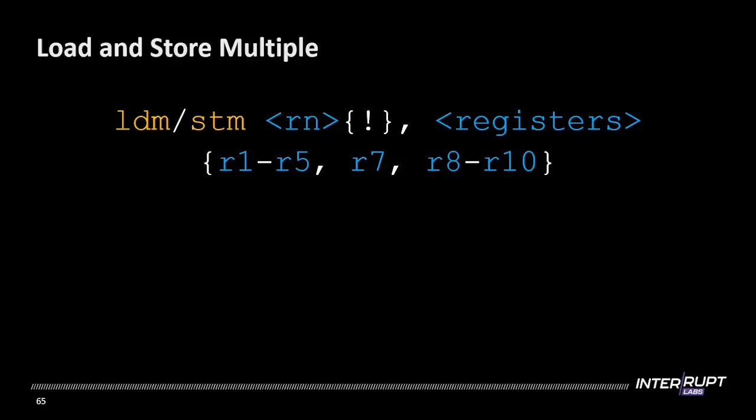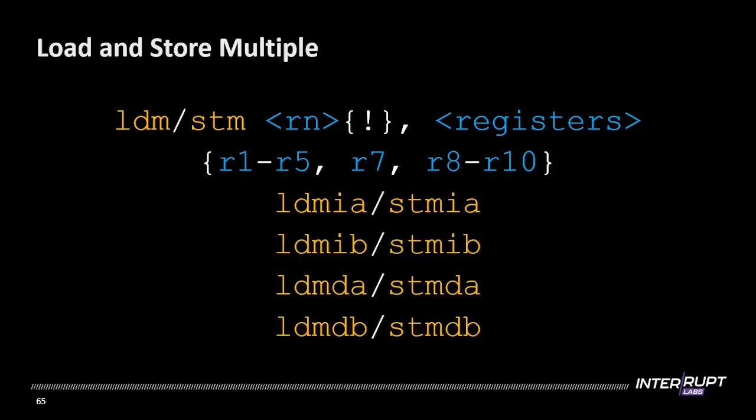specify ranges. One important thing to remember is that register lists don't preserve their order when assembled. The lowest numbered register will always be loaded from or stored at the lowest address. Also, you can't specify the same register more than once in a list. The last thing to address is this exclamation mark. If this is included, then RN is incremented by 4 times the number of registers in the list. In fact, LDM and STM are actually just shorthand for LDMIA and STMIA, with the IA standing for increment after. There are also variants for increment before, decrement after, and decrement before.